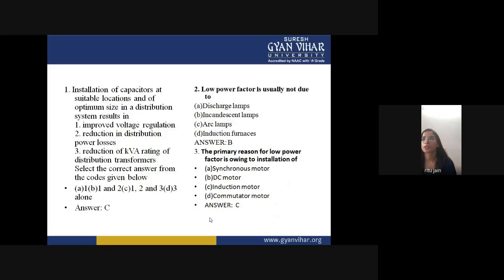Now the second question: low power factor is usually not due to discharge lamps, incandescent lamp, arc lamps, induction furnace. B is the right option because it is almost a resistive load, so it is not responsible for low power factor. Next: the primary reason for low power factor is owing to installation of synchronous motors, DC motor, induction motor, and commutator motor. So C is the right answer, the induction motor is the primary reason for low power factor.